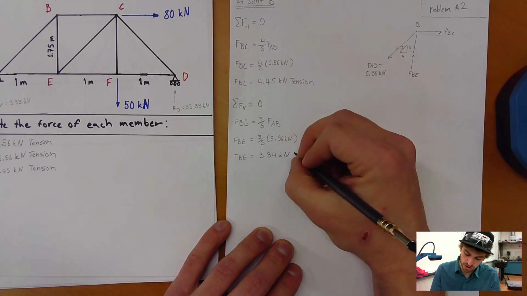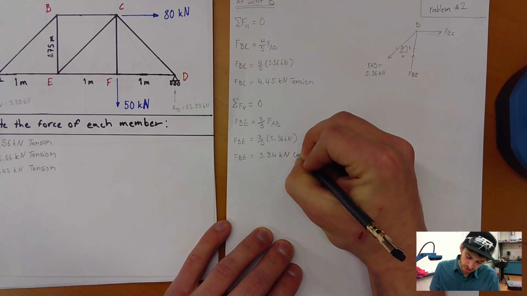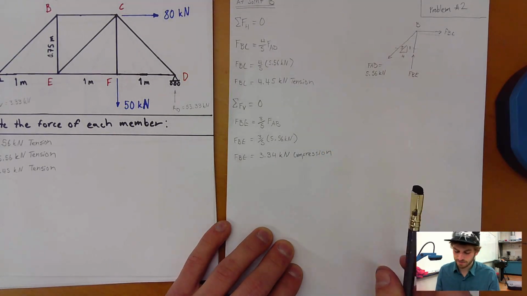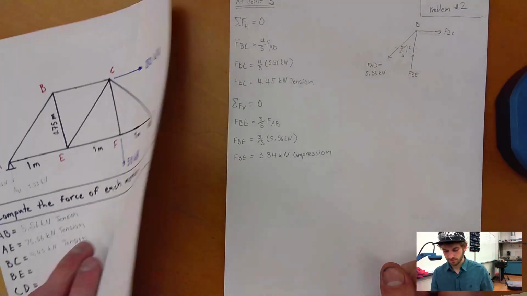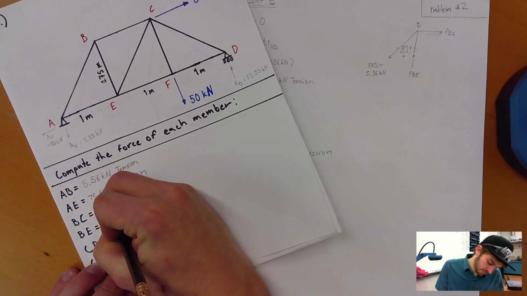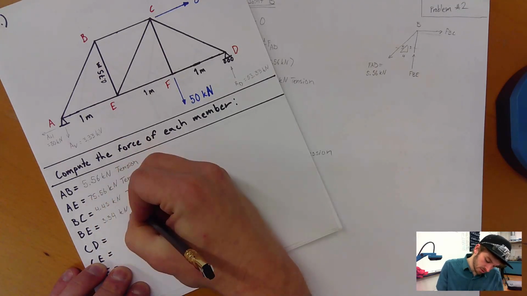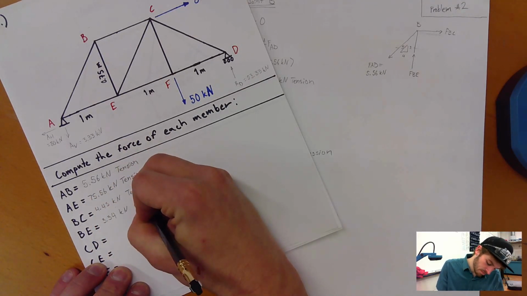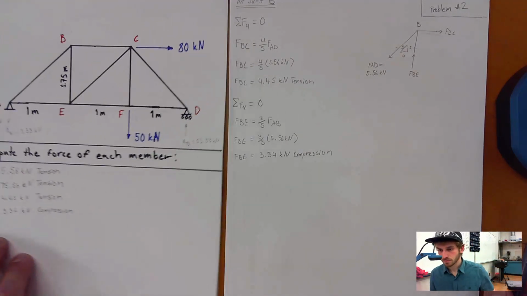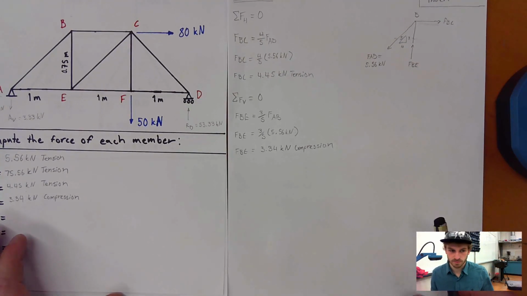That way. Compression. Lovely. Okay, we can write that down: 3.34 kilonewtons in compression. Okay. Now we can go to our next joint.